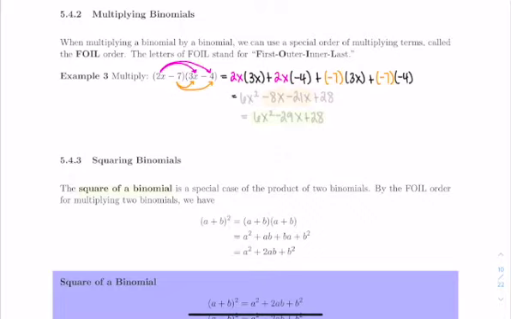And so let's go ahead and simplify. 2x times 3x is going to give me 6x squared. We've got 2x times -4, which is -8x. -7 times 3x is -21x. And -7 times -4 is plus 28. So we can combine like terms in the middle, negative 8x and negative 21x. And so we end up with 6x squared minus 29x plus 28.